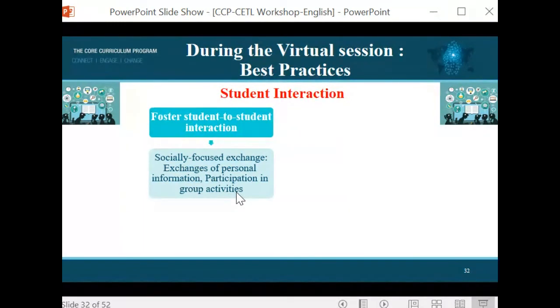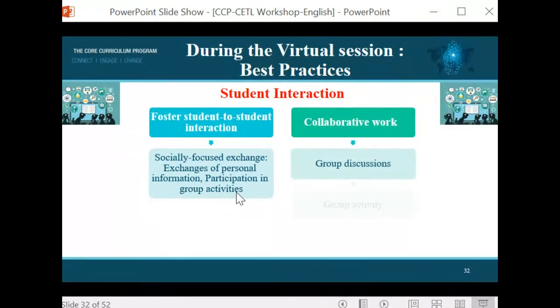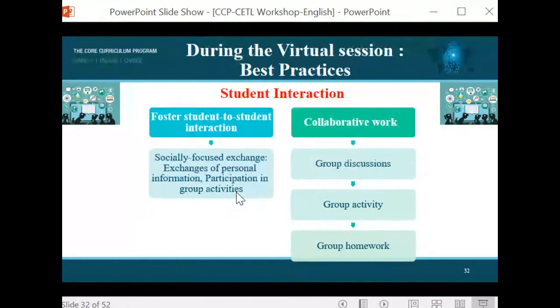These activities require students to work with one another, share results, and generally help them transcend typical course discussions. This leads us to talk about the collaborative work, which is also student-to-student interaction, and through group discussions, group activities, or group homework. When group work goes well, students achieve higher grades, learn at a deeper level, and retain information longer.